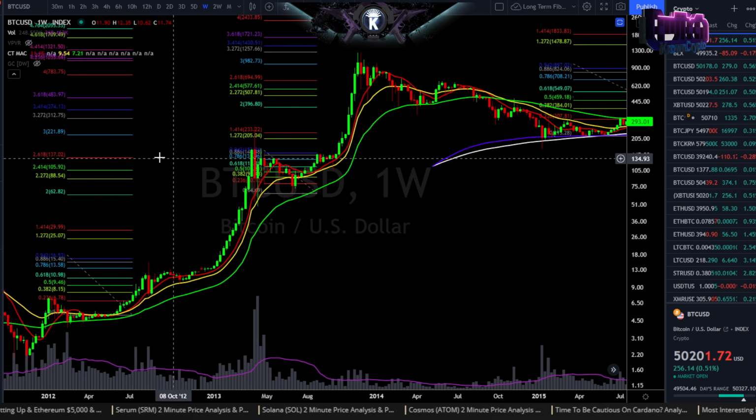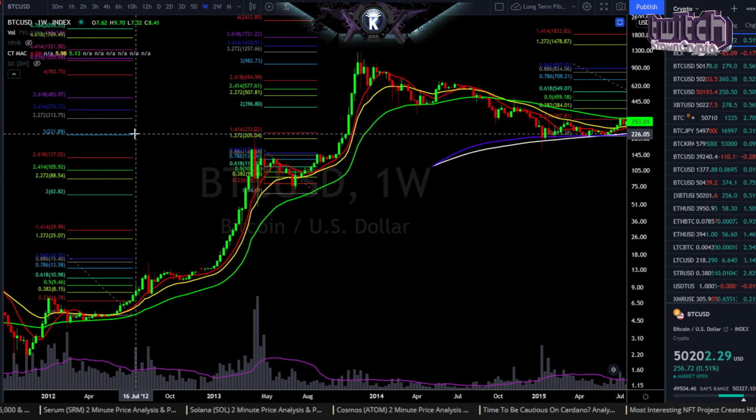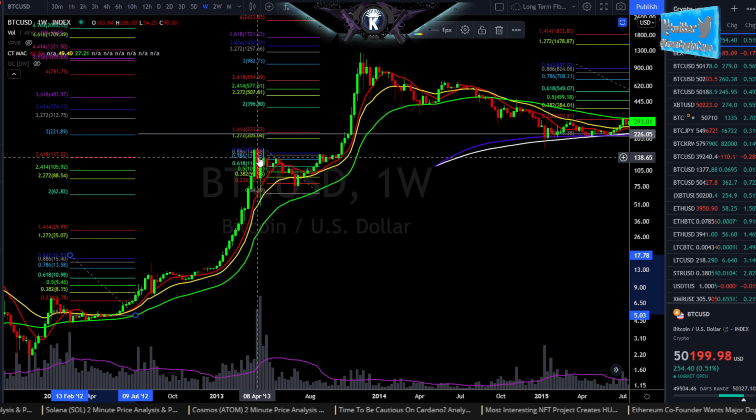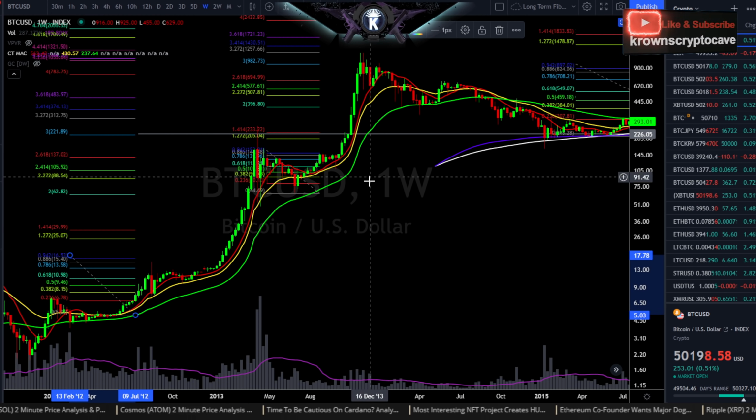And where's our next high at? Well, let me just plot it right here. That 3-spot extension is pretty much on the spike high of the 2013 high right here. Interesting. In April 2013, that is.